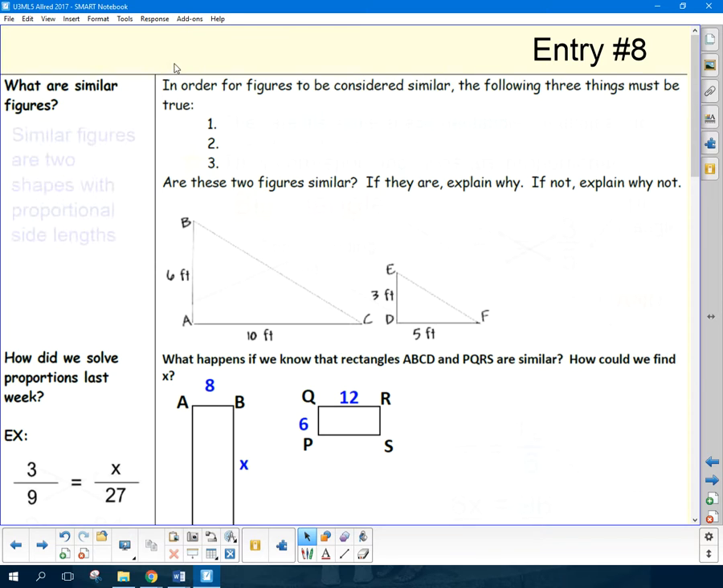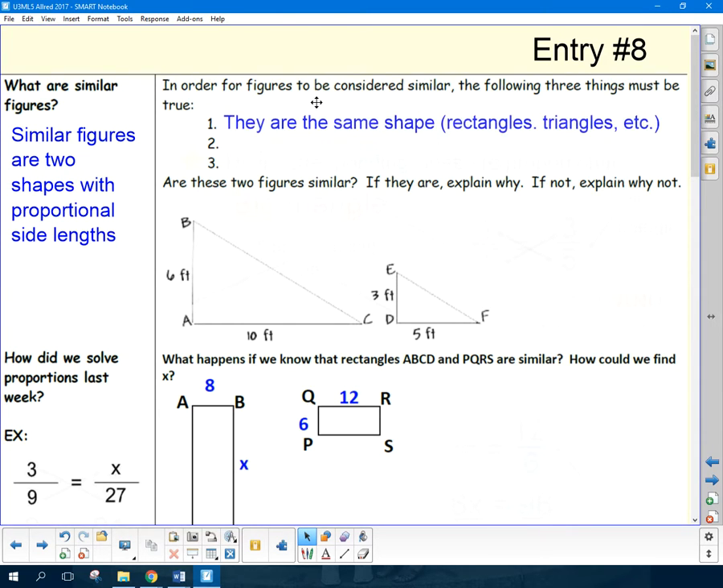Okay, similar figures are two shapes with proportional side lengths. That's a very, very middle school definition for you, but that's what they are. There are 3 ways that we can tell that two figures are similar. These following 3 things must be true. They must be the same shape, first of all, so rectangles and triangles can't be similar to each other.